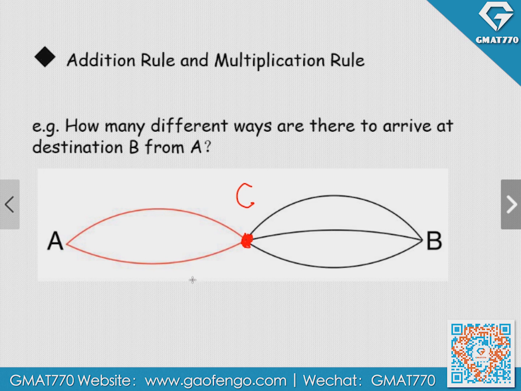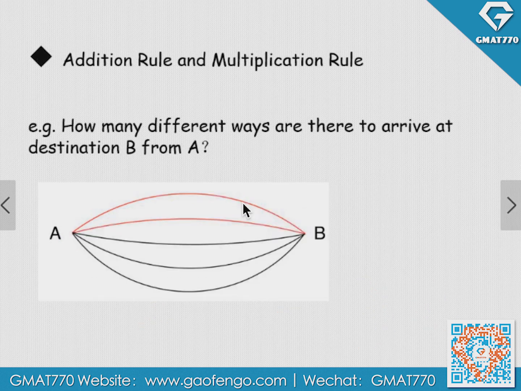So in the first procedure, you have 2 ways. And in the second procedure, you have 3 ways. So as we learned before, if we have different procedures to solve these questions from A to B, you need to multiply them together. So you need to multiply 2 by 3, which is equal to 6, which means that you will have 6 different ways from A to B. So in these questions, we use multiplication rule since you have 2 different procedures.